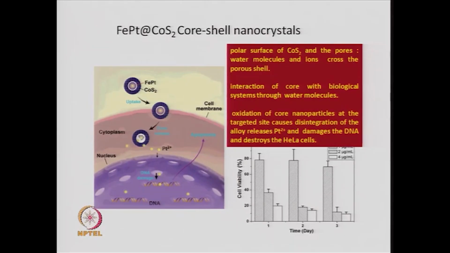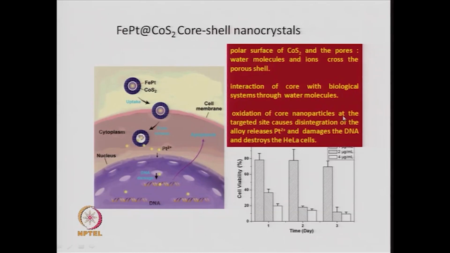For some application, and what is the application here in mind? The cobalt sulphide, which is on the outside as the shell, has got a polar surface and is also porous, because the way you make the shell using the Kirkendall effect, you generate a porous structure for the cobalt disulfide shell. So, there are pores in this shell, and through these pores, when this core shell is in a solution, it can interact with biological molecules in the solution, and then what happens?